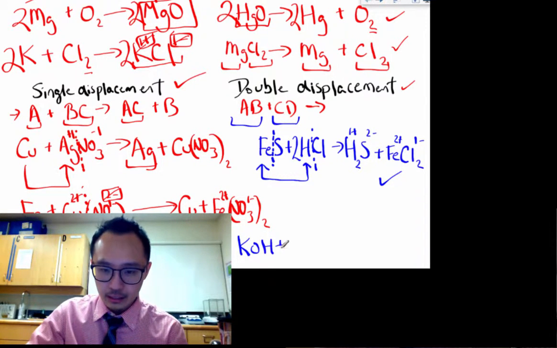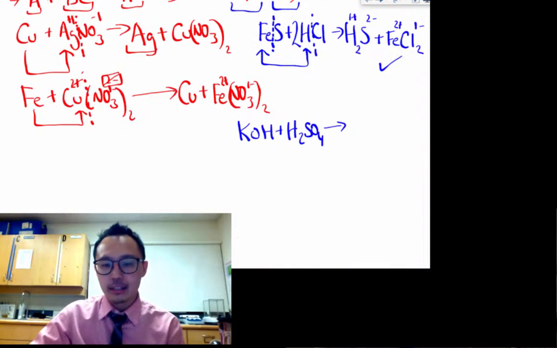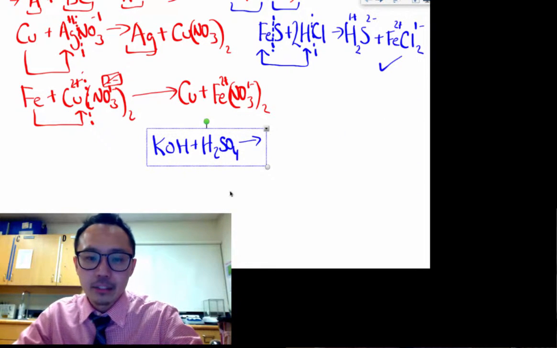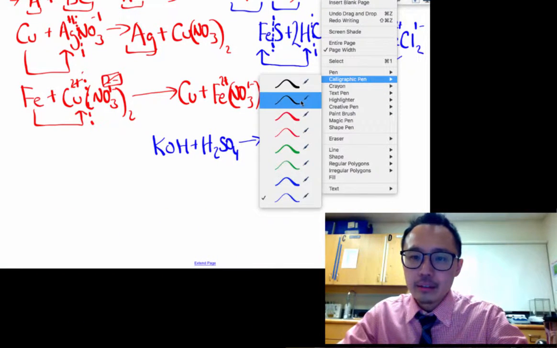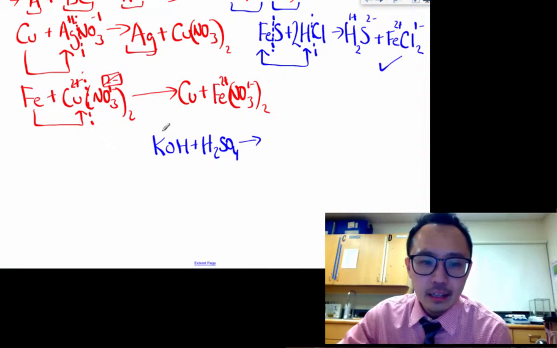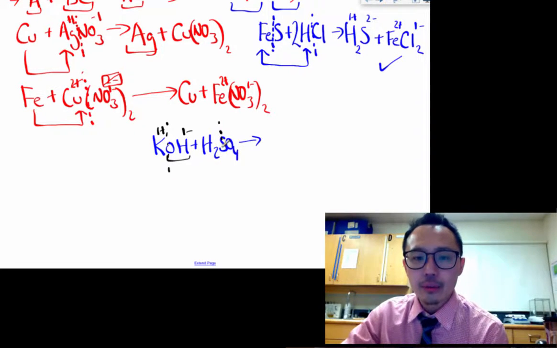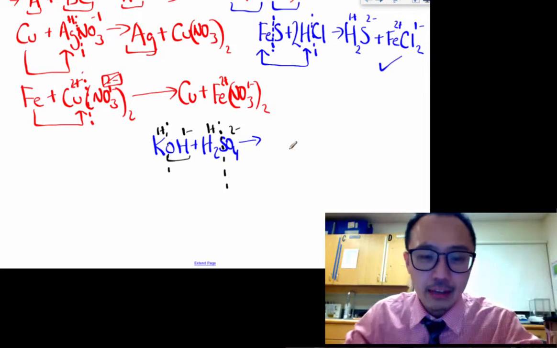KOH plus H2SO4. This is an acid and base neutralization reaction, but they actually will take place in a double displacement as well. So let me just kind of move this double displacement down here. And what we do is, same thing. This OH is a hydroxide, so we know that this is going to be 1 minus, potassium is 1 plus. H2SO4, H is your 1 plus, sulfate is 2 minus, so we separate into your cations and anions.